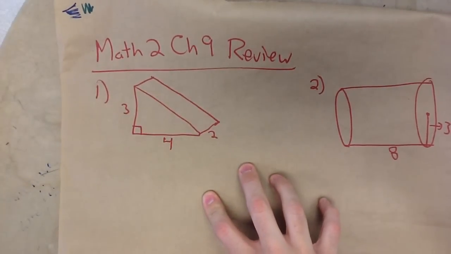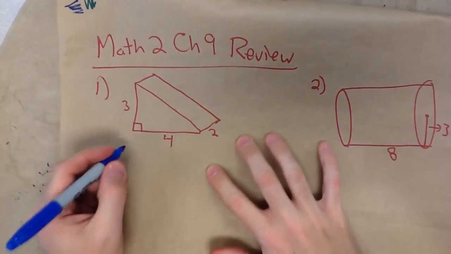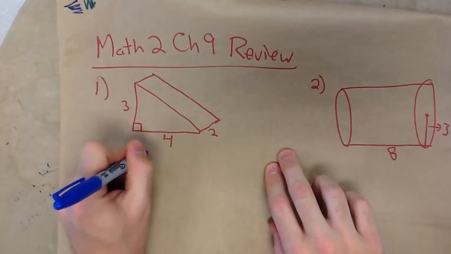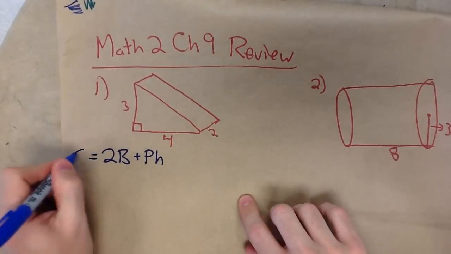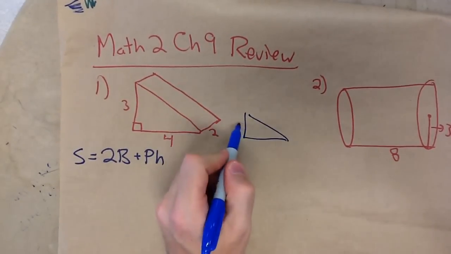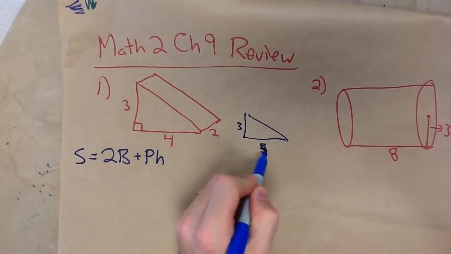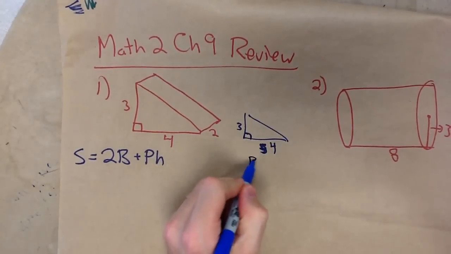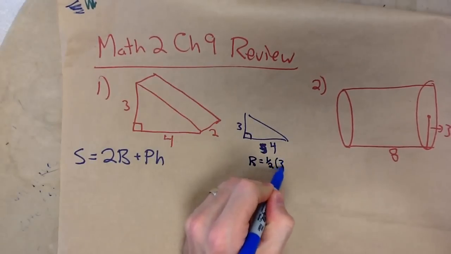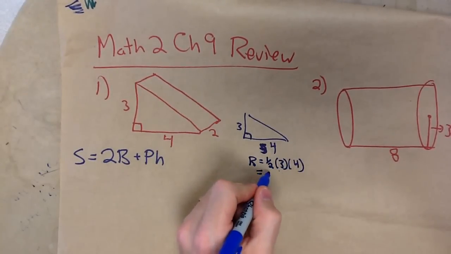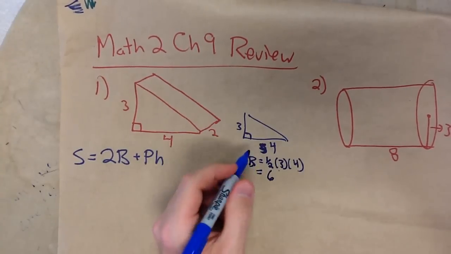If we start with the prism we have on number 1, the formula for surface area is 2 times the base area plus the perimeter times the height. We know that our base is going to be a triangle here because it is a triangular prism. We have 3 and 4 as our sides. For the base area, it's going to be 1/2 times 3 times 4. That's the area for a triangle. 3 times 4 is 12, so we get 6 for the base area.